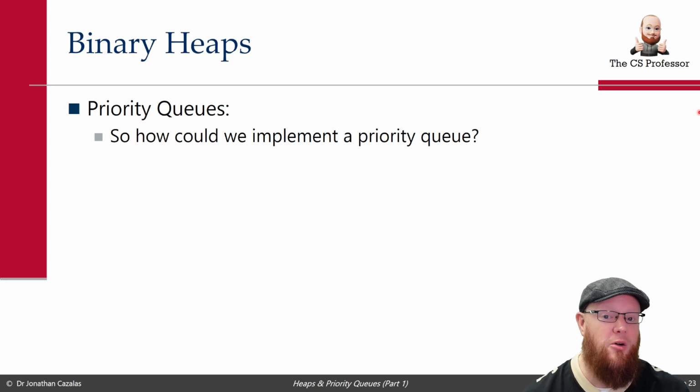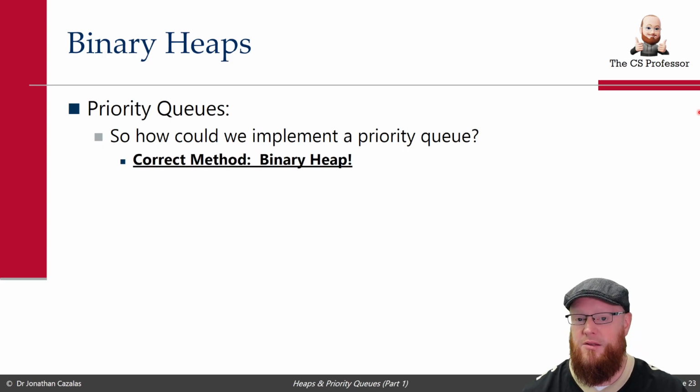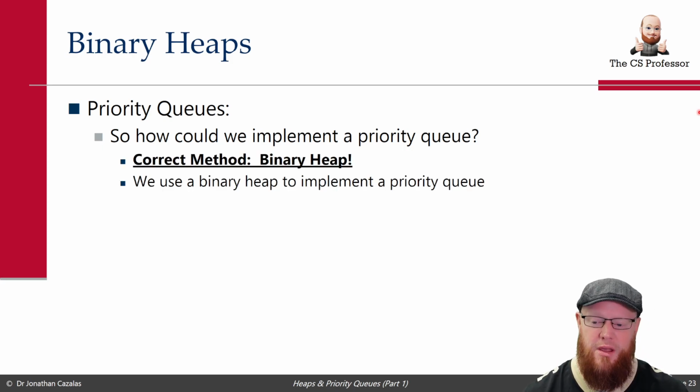So ultimately, how do we implement a priority queue? The answer is using a binary heap.